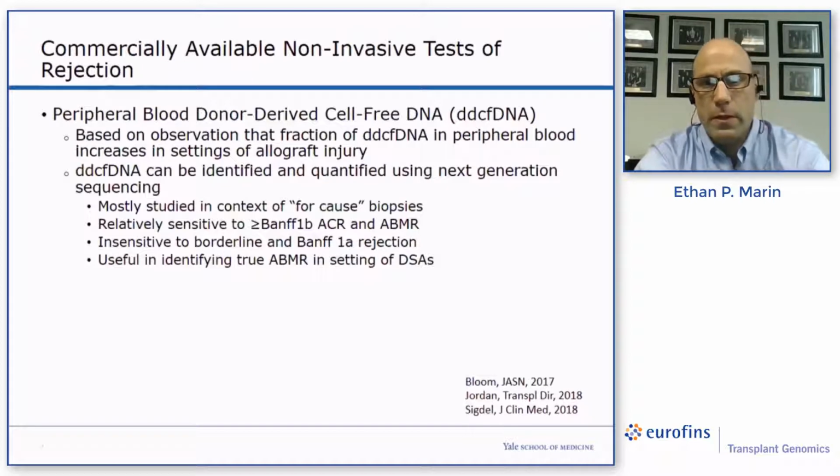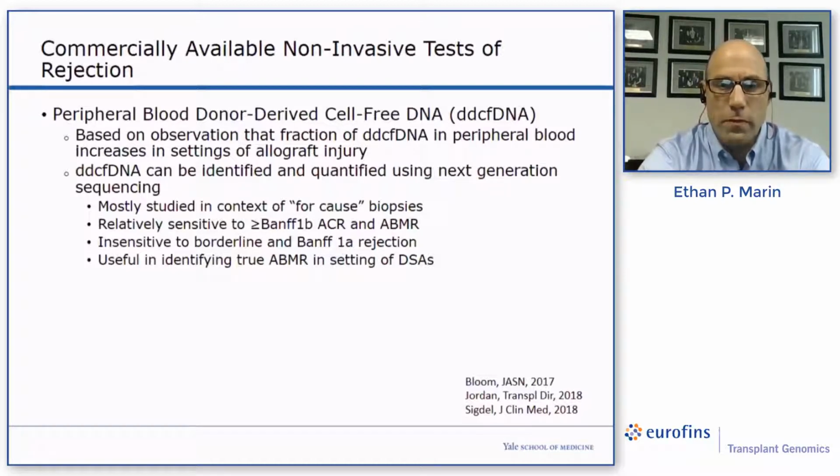So broadly speaking, there are two different methodologies of commercially available non-invasive tests for rejection. The first is to look for donor-derived cell-free DNA in peripheral blood. And the principle here is that when an allograft is injured, it releases more cell-free DNA into the bloodstream. And that DNA can be picked up and identified using next-generation sequencing techniques. And there's been a number of studies and a number of different companies that have developed this type of product.